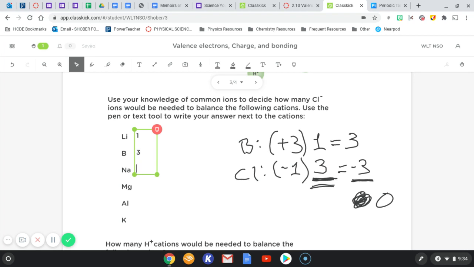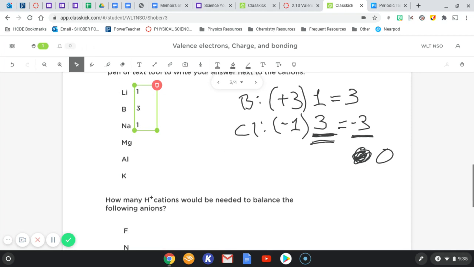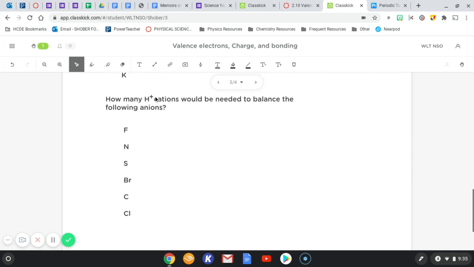Now, Na, we already talked about it. We know it's a +1 charge. We know that Cl is a -1 charge. We know if they have the same equal but opposite charges already, we're good to go. Just need 1 of each. Okay? So that's kind of the thinking that we're doing. You guys can finish Mg, Al, and K. And let's do the next one.